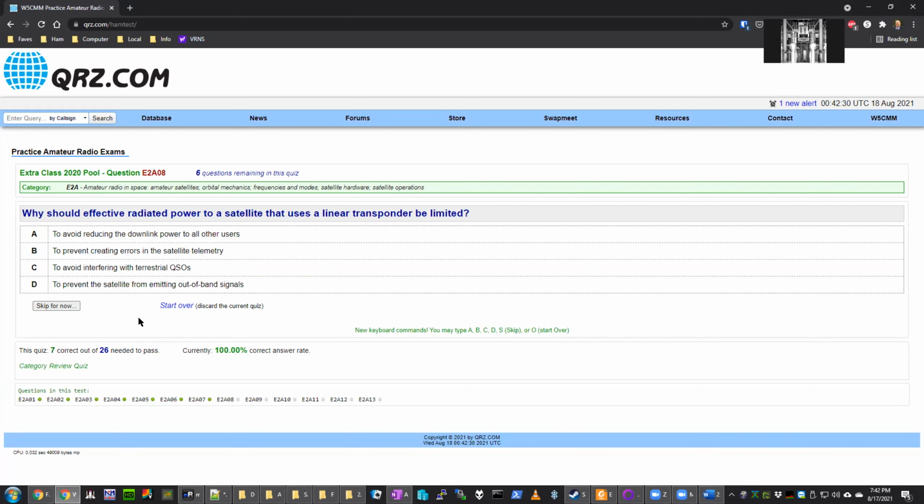Why should effective radiated power to a satellite that uses a linear transponder be limited? A, alpha. Yeah, you have to remember for a linear transponder, everyone shares that frequency range. If you happen to be the loudest out there, you're going to drown out your neighbors, and it's just poor practice. Some of the satellites will actually flip if people use too much power. It'll flip into a different mode, and then nobody can work the satellite.